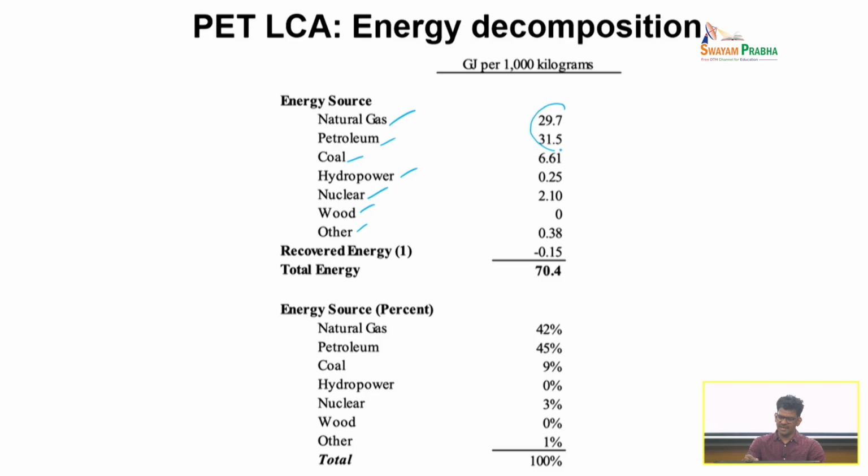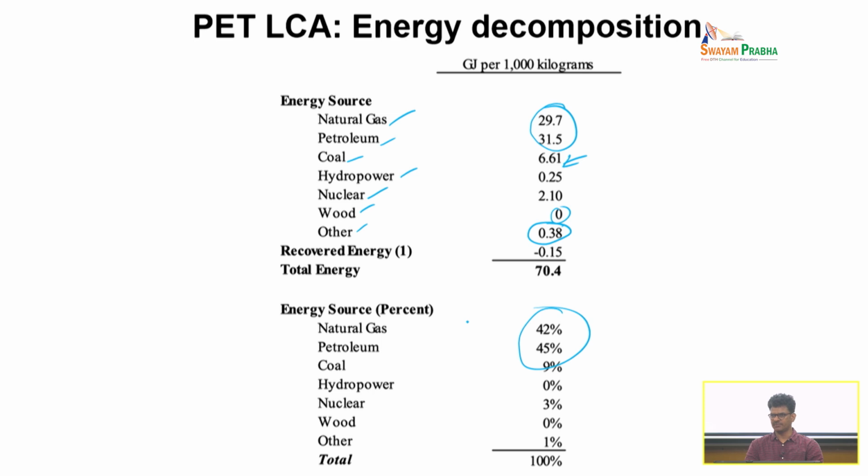Clearly, you can see that a larger fraction of the total energy is met by natural gas and petroleum. The amount of renewable energy like wood is small; there is no wood-based energy. There is something called other, which I think probably includes non-conventional energy sources, maybe solar, wind or something like that. Coal is also playing a big role. In terms of percentage, natural gas and petroleum are the largest energy sources for these processes. So we have dealt with the energy requirement for PET resin.